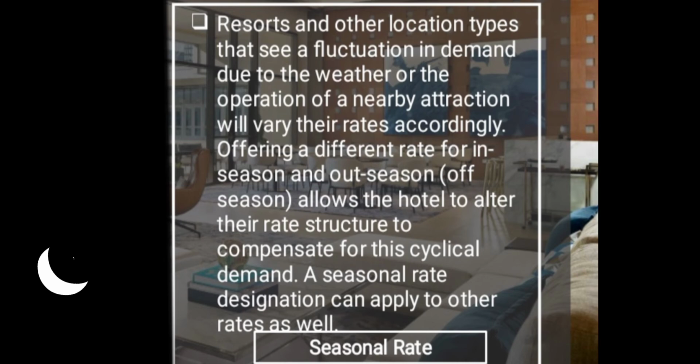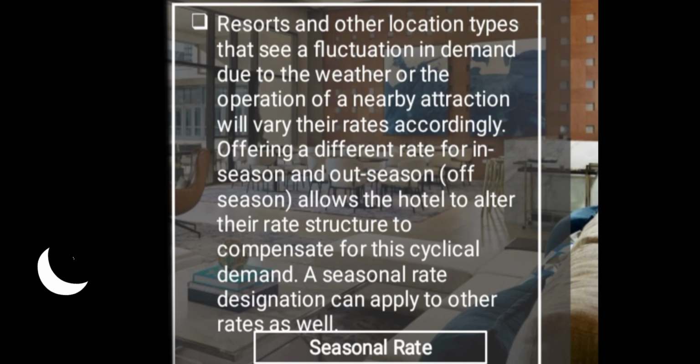So what is a seasonal rate? Seasonal rate. Resorts and other location types that see a fluctuation in demand due to the weather or the operation of a nearby attraction will vary the rates accordingly, offering a different rate for in-season and off-season. Off-season allows the hotel to alter the rate structure to compensate for this cyclical demand. A seasonal rate designation can apply to other rates. This is my understanding of a seasonal rate.